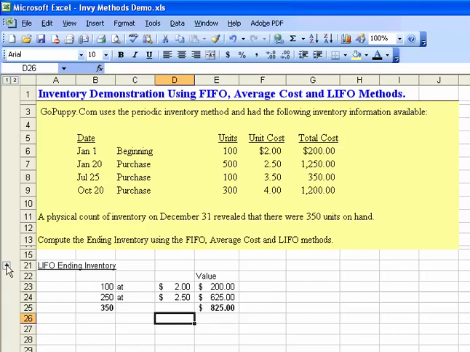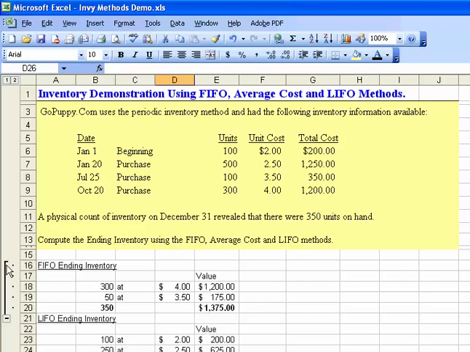Now, as a comparison, that's $825 for LIFO, and I just expanded what we were seeing, and for FIFO, it's $1,375. Just as you would expect, in a period of rising prices, LIFO will give you the lowest amount of inventory, therefore the highest amount of cost of goods sold, since we are allocating the total cost, which would be the sum of these numbers here, between cost of goods sold and ending inventory.